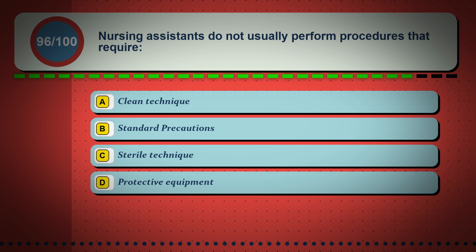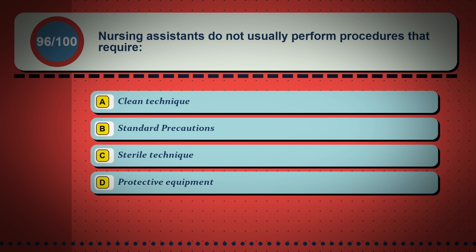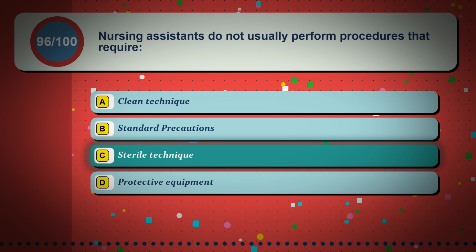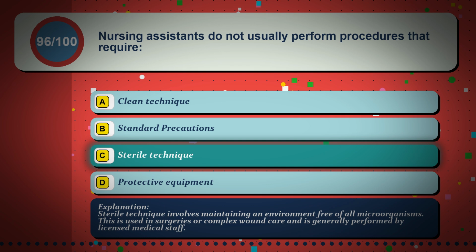Question 96. Nursing assistants do not usually perform procedures that require: Option A, clean technique. Option B, standard precautions. Option C, sterile technique. Option D, protective equipment. The correct answer is option C, sterile technique. Sterile technique involves maintaining an environment free of all microorganisms. This is used in surgeries or complex wound care and is generally performed by licensed medical staff.